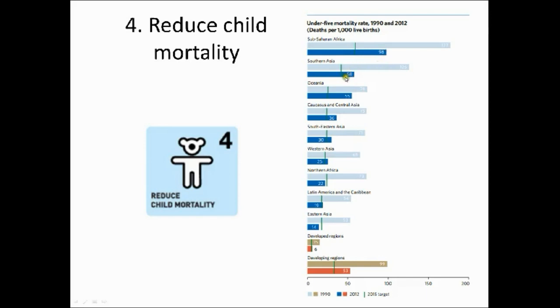In Southern Asia, they still haven't achieved the 2015 goal. In Oceania, we haven't achieved the goal. Neither have we in these countries. In North Africa, however, the goal has been achieved, down from 73 in 1990 to 22. And the goal's almost been achieved in Latin America and the Caribbean. It has been achieved in East Asia. The target for the developed regions was five, and we're still a little bit above that. However, the numbers remain very, very high, as well as the ratios.